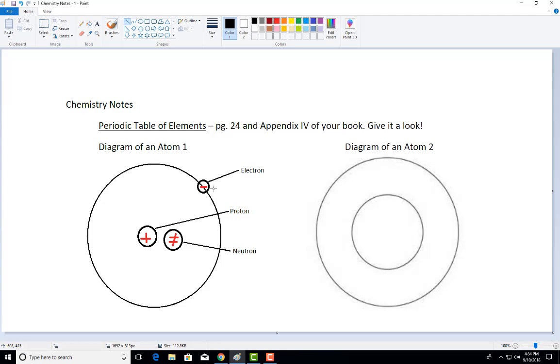Now think about the electron as it's zooming around at the speed of light around this proton. How much force do you think it takes for this electron and proton to pull on each other in order to keep the electron from just zipping off? Well, the answer is a lot. It takes a lot of energy to hold that positive charge and that negative charge in towards each other.